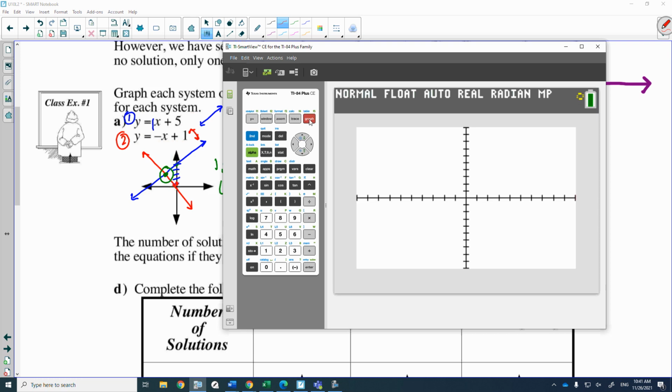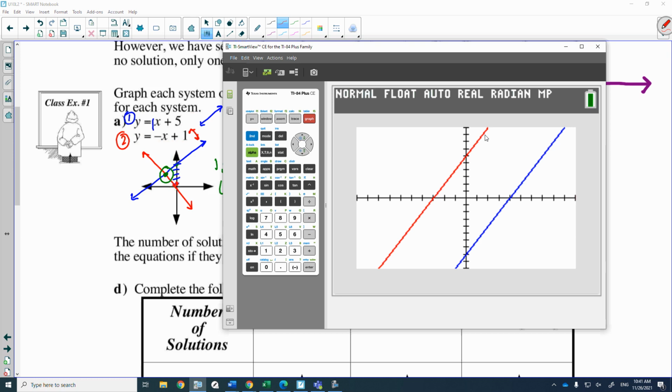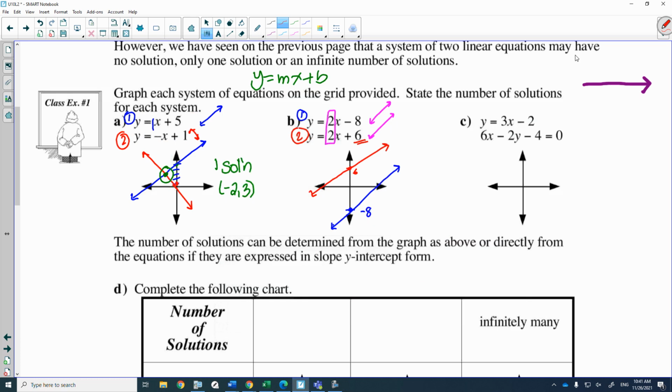Graph that. There was system 1 in blue. Here's system 2 in red. They are completely parallel because their slopes are the same. These two lines would never intersect. Because they're parallel lines, when it says the number of solutions, because the question is state the number of solutions, this would have no solutions.